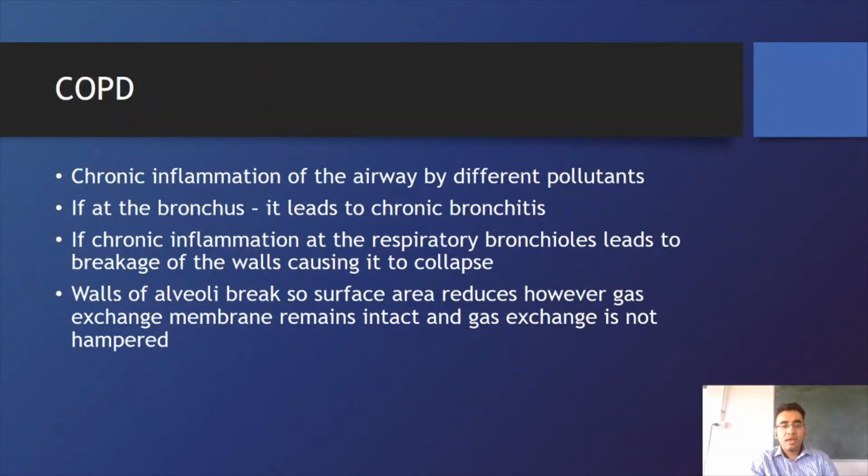If it occurs at the bronchus or the bronchioles, it leads to the condition known as chronic bronchitis. And if there is chronic inflammation at the terminal respiratory bronchioles, it leads to breakage of the walls, because the walls of the respiratory bronchioles become thinner and thinner. This leads to emphysema. The walls of the alveoli break.